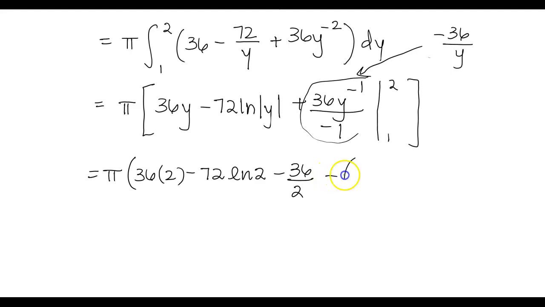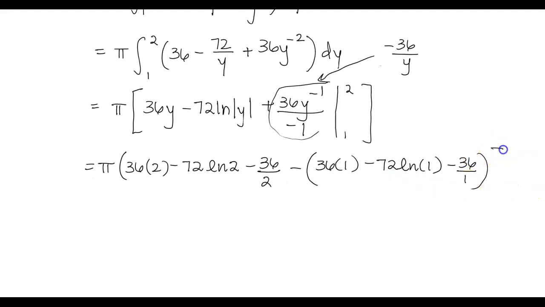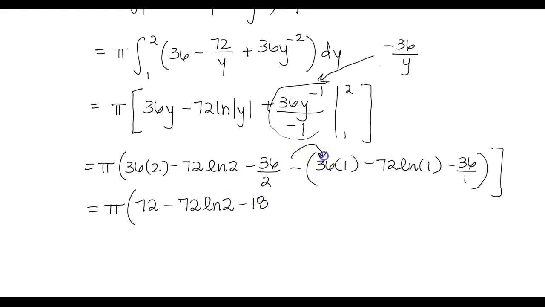Now I'm going to subtract and plug in my lower limit. So I have 36 multiplied by 1 minus 72 natural log of 1 minus 36 divided by 1. We still have the pi on the outside, and let's work on simplifying this expression on the inside. 36 times 2 is 72. We're subtracting 72 natural log of 2. 36 divided by 2 is 18. Let's distribute this negative. Minus 36.